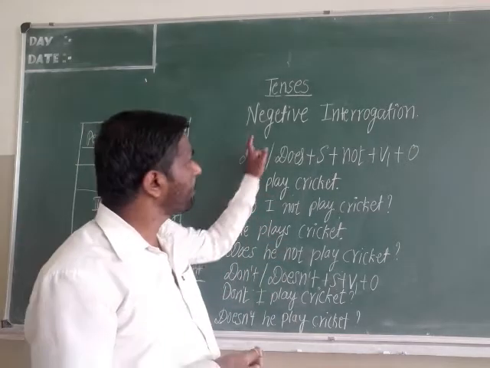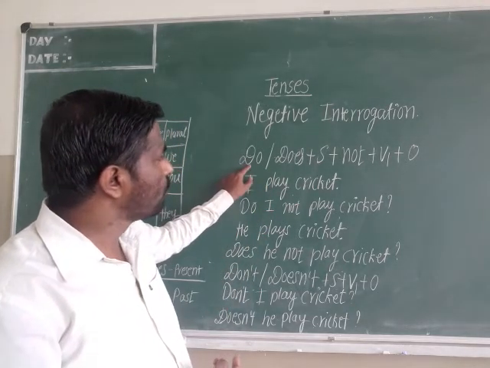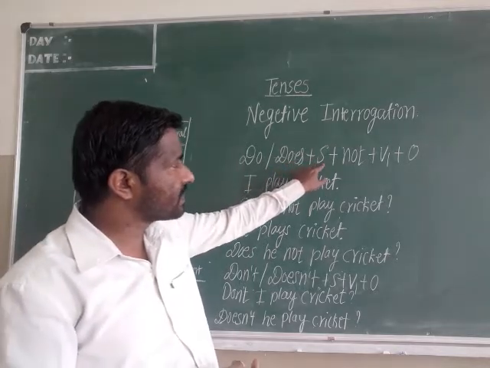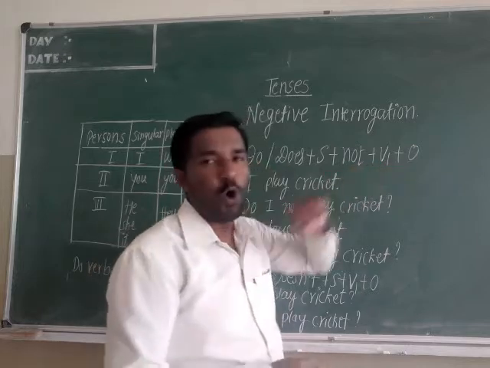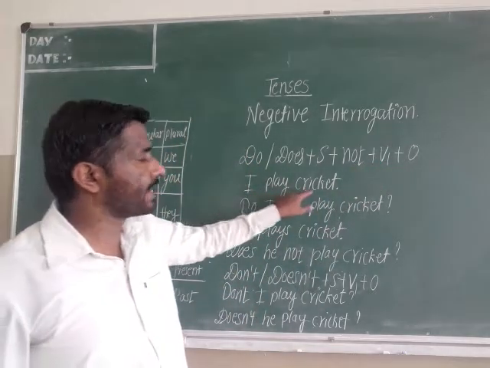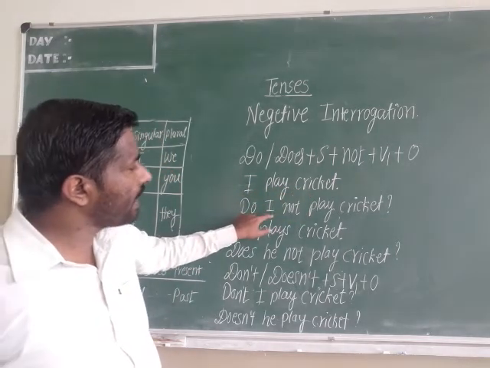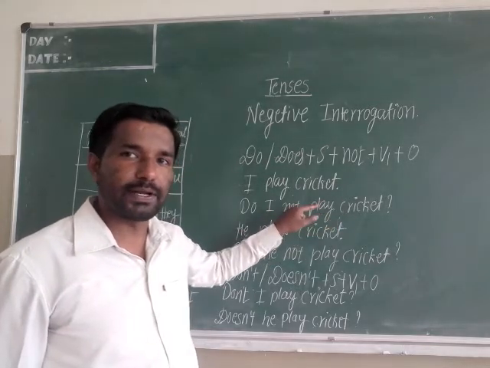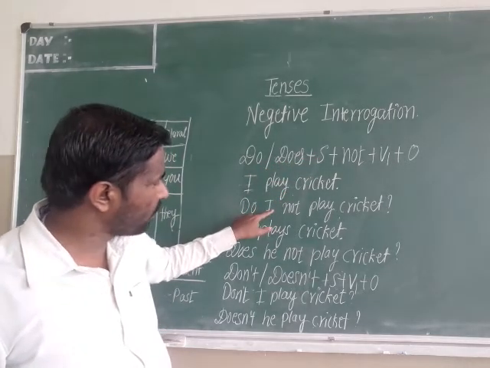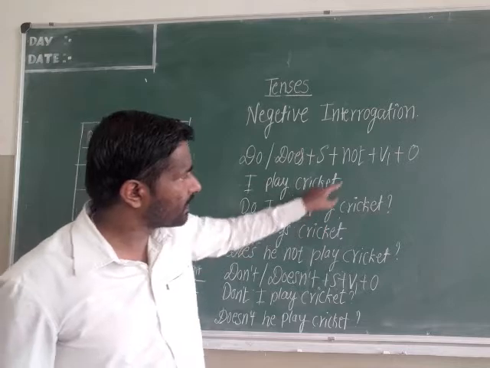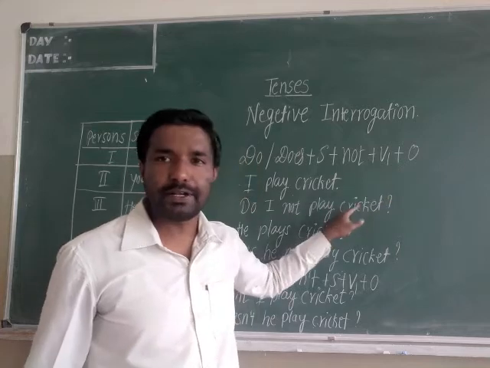Now you see how to make negative interrogation. Here two ways are there. First way, do or does. After that, subject. Next, not. After that, V1 form of the verb and object. For example, I play cricket. Then you have to use what? Do I not play cricket? See here. Here you have used what? Do. After that, subject you have used. After that, not you have used. After that, play V1 form you have used, and object cricket you have used.